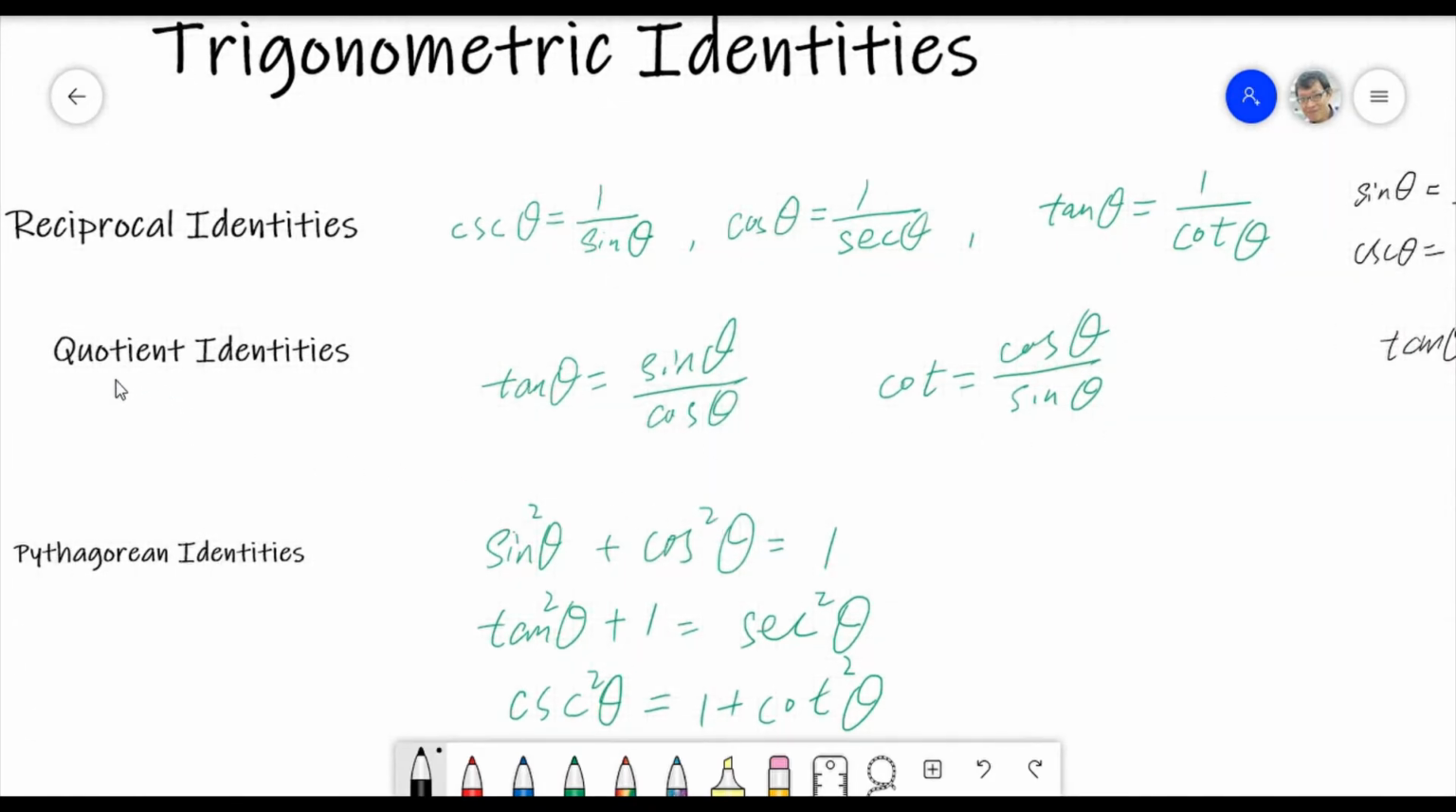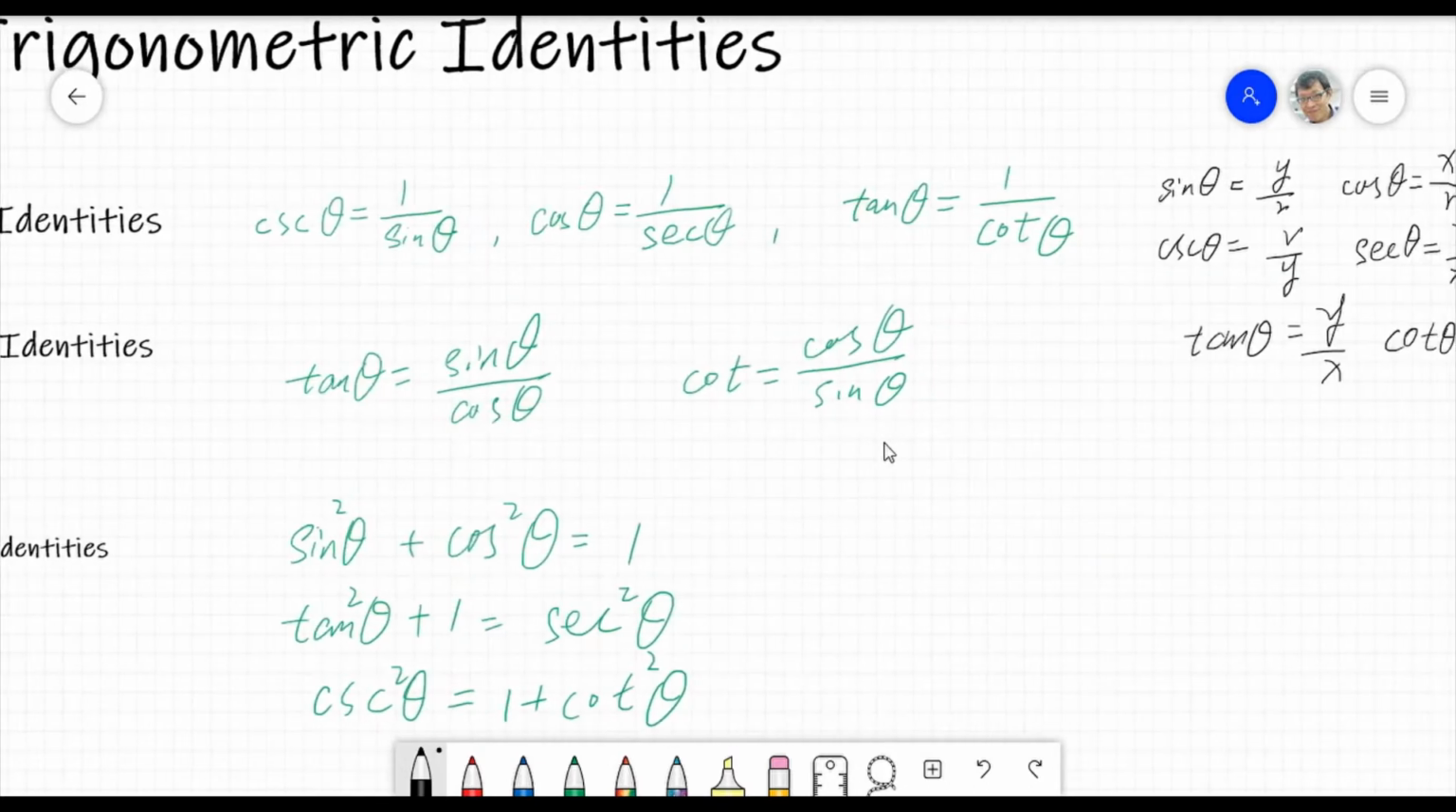Another identity is the quotient identity. Quotient means divide, right? So tangent equals sine over cosine, and cotangent equals cosine over sine. If you know tangent, you definitely know cotangent, because cotangent is just the reverse. So why is tangent equal to sine divided by cosine?